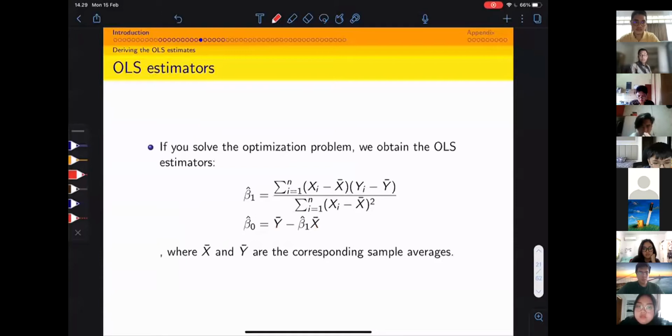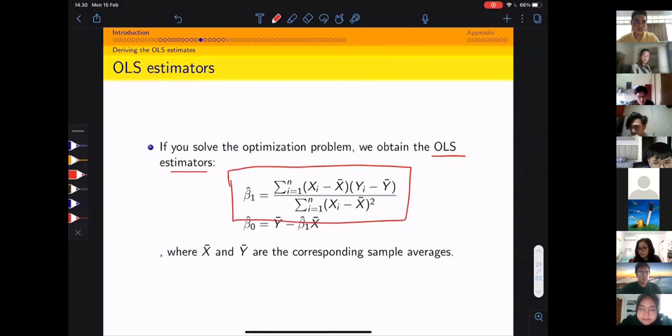Now, when you take the time to do the optimization, you'll get what's called the OLS estimators. The estimators are for both beta 0 hat and beta 1 hat. I know that we only focus on beta 1 hat, so let's focus our attention on this one. We have a ratio where the numerator is called the sample covariance between x and y.